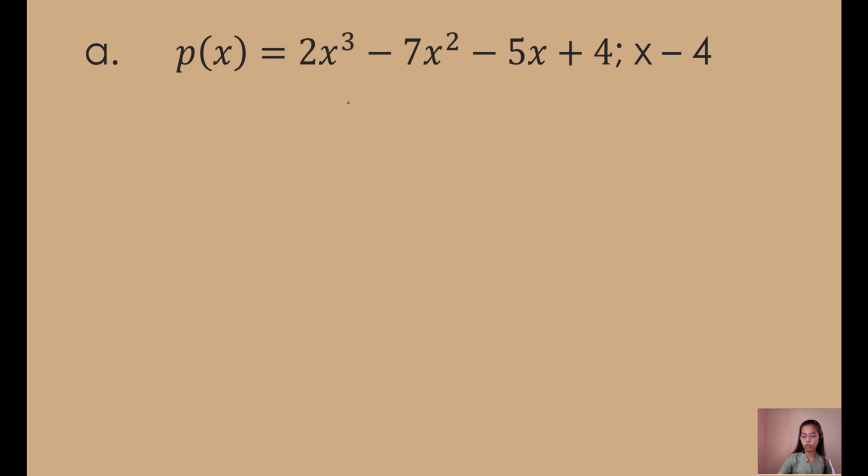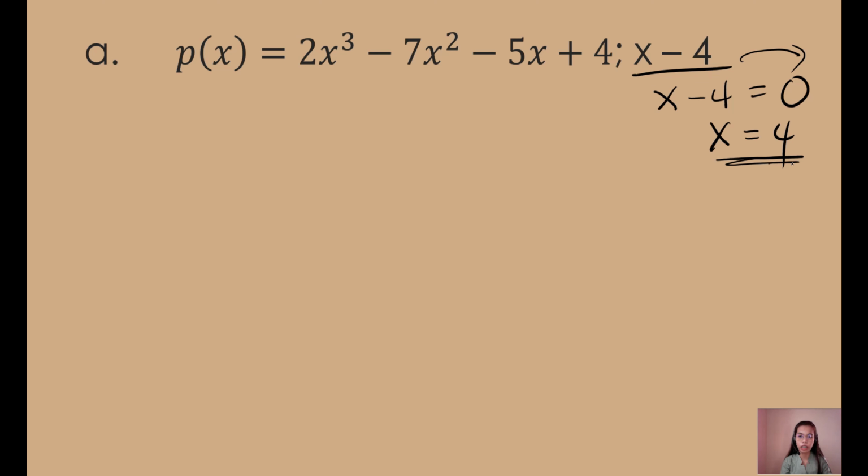How do we apply this remainder theorem? First, let us get the value of x. Kunin muna natin kung ano yung i-substitute natin sa value ng x. Substitution lang tayo dito sa theorem na to. So, we have here our divisor x minus 4. Let us solve for the value of x. We have x minus 4, equate it to 0. So, transpose, we have x is equal to 4. Transpose lang yon. So, x is equal to 4. Therefore, 4 yung gagamitin natin to substitute in this polynomial.